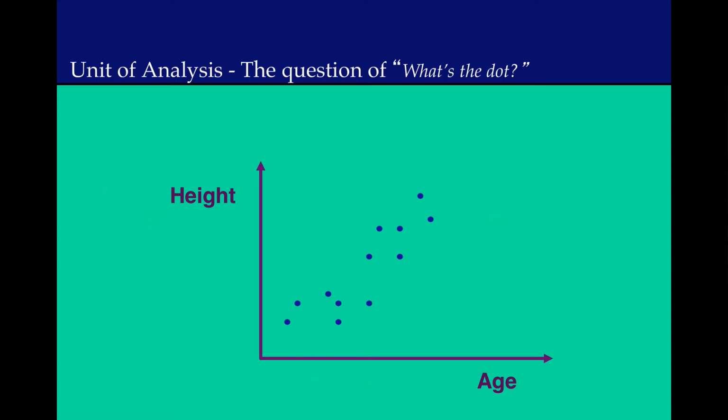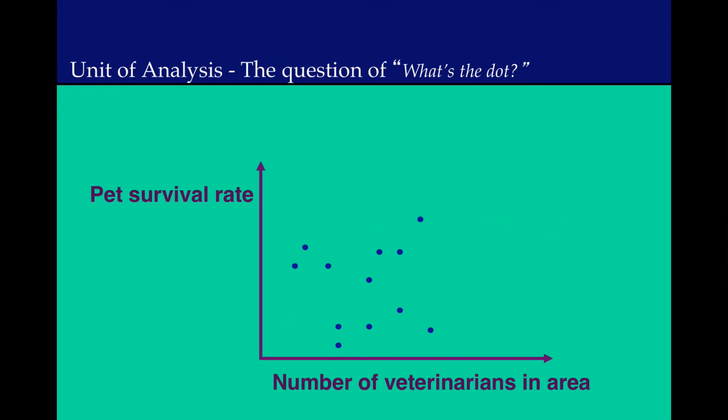Now let's consider this. This is height versus age of the child. What does the dot represent there? Well, here the dot represents the individual. It's not a family. This is just one person that is so old, maybe 10 years old, and so tall. And go back to pet survival rate versus the number of veterinarians in the area. What does this dot represent? Well, it represents something at the area level, the hospital service area, if you will.